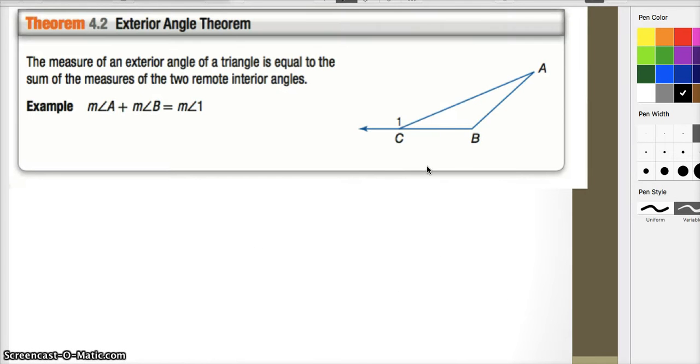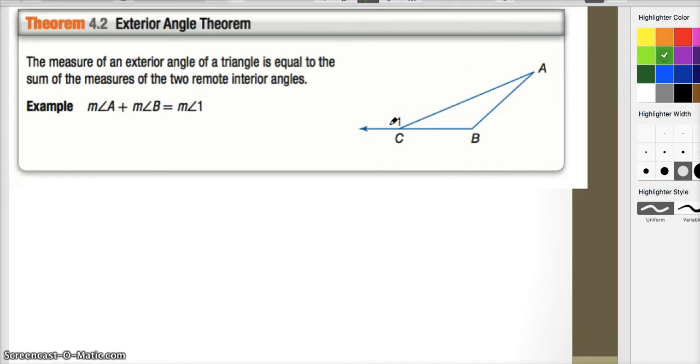I think that there's also a proof for this in your textbook, so I want you to take a look at it. This is called the exterior angle theorem, and the exterior angle theorem says if you have an exterior angle, then the exterior angle is equal to the sum of the remote interior angles. Remember how long I tried to explain remote interior angles? This was why, so it kind of makes a little bit of sense.